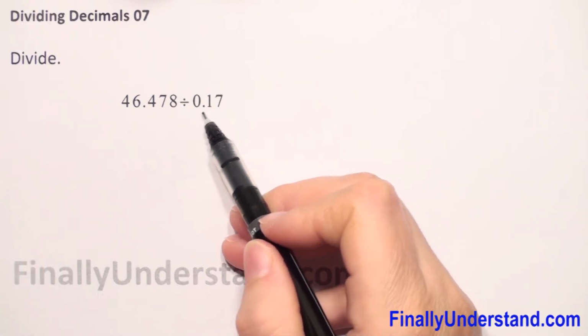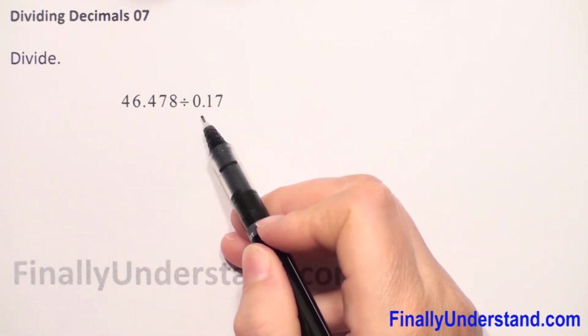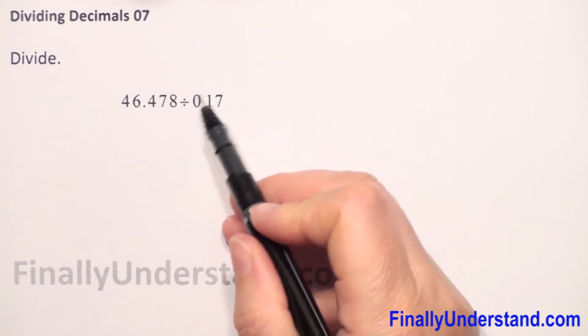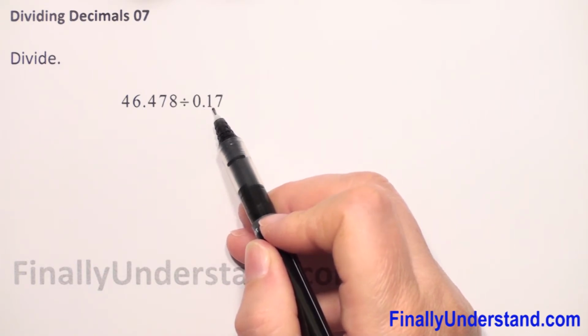46.478 divided by 0.17. Our divisor is a decimal number. We cannot divide by a decimal number. So first we have to make this decimal number a whole number. How do we do this? We move the decimal point how many times to get a whole number?